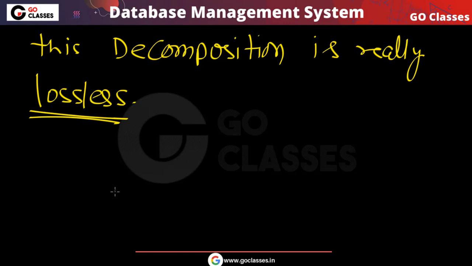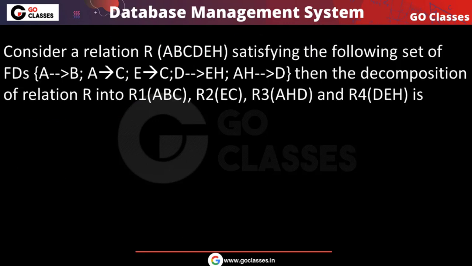But if this method says the answer is lossy, then we will have to apply the chase algorithm, because when this method says that the answer is lossless, then the answer will be lossless. But if this method says the answer is lossy, then we cannot be sure whether our decomposition is lossless or lossy. Let us see one more example of this successive combining method.